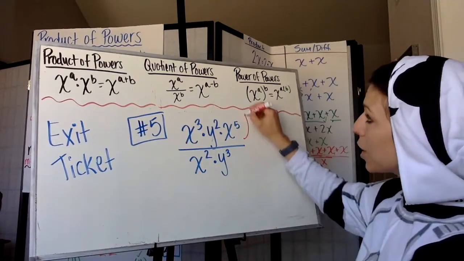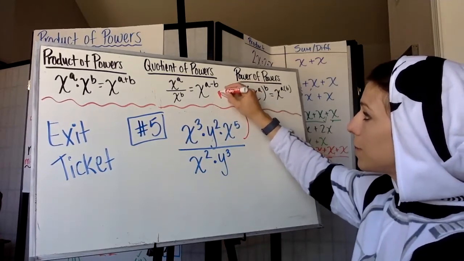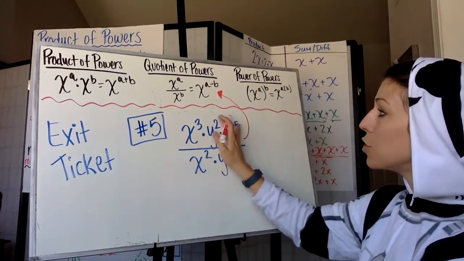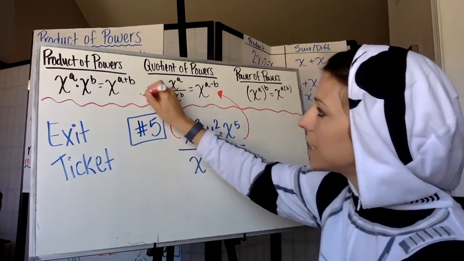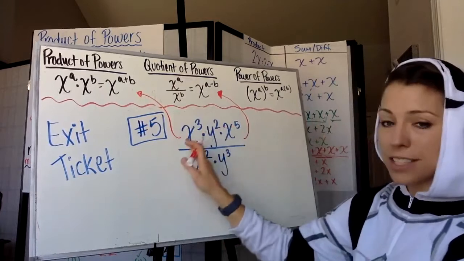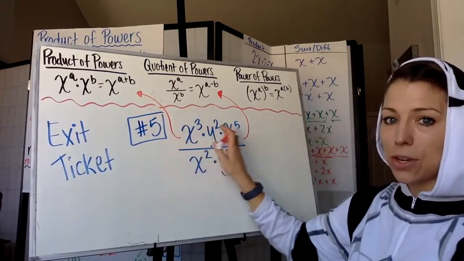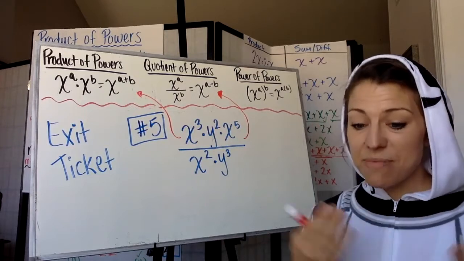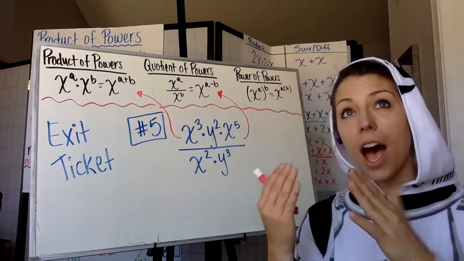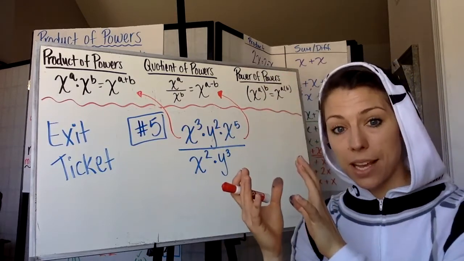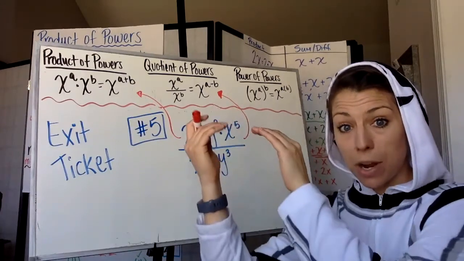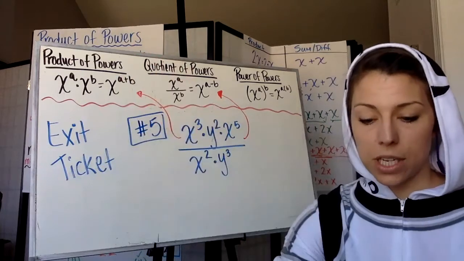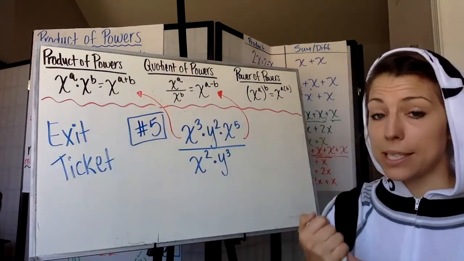It's clearly a quotient. I mean, hopefully you can see that it's a quotient because it has a big old fraction bar. But in the numerator, we're also dealing with product of powers because we have the x cubed and the x to the 5th. So my recommendation, this is how I think about it. I'm going to apply the property in the numerator and denominator separately first, then I'm going to do the quotient. So let me show you what I mean. I'm going to use the properties here.